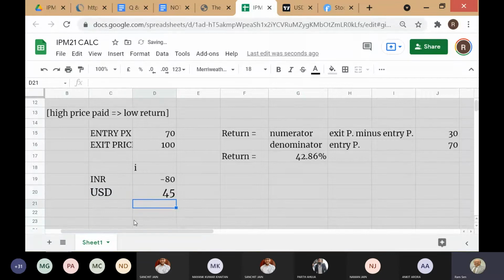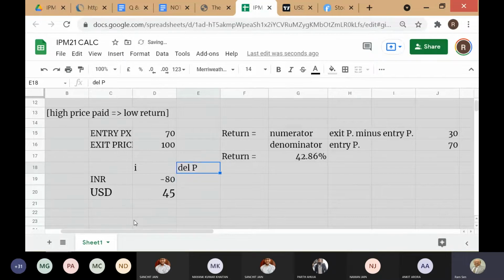Then in US dollars, I make a return of maybe $45. Obviously you can't compare this with this, because this is rupees and this is dollars. You have to convert it to one currency. We're not going to do that right now. But what I'm trying to show you is this, and then there is the, we'll call it the del P. Del is for delta, del is the change. Del is the change in price.